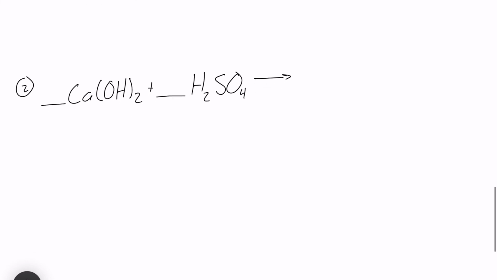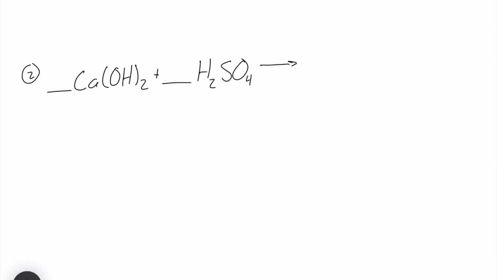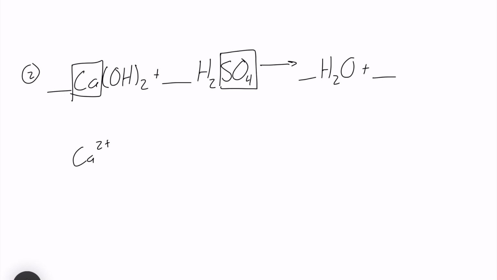Let's take a look at number 2 here. We have calcium hydroxide reacting with sulfuric acid. Again, our one product that we can for sure predict is water, H2O. Let's look for a cation and an anion. Our cation, again, is going to be found with hydroxide. It's going to be Ca2+, or calcium. And our anion that's paired up with our H+ ion is sulfate.